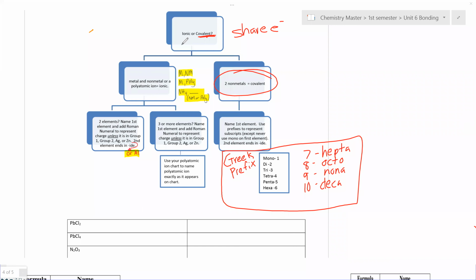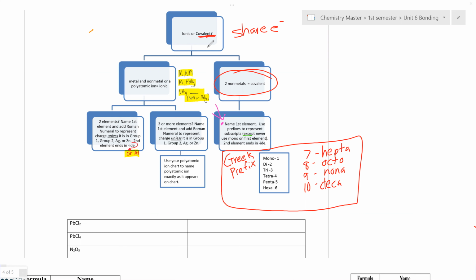The big thing is, if you've been good with ionic, you're going to fly through covalent. So the rules for naming covalent: name the first element. We're right here in this box. Name the first element, no biggie. We're going to use the prefixes to tell us how many we have. So the di, tri, nona, octa, hepta, to tell me how many we have. The only exception is, there's one exception to the rule.